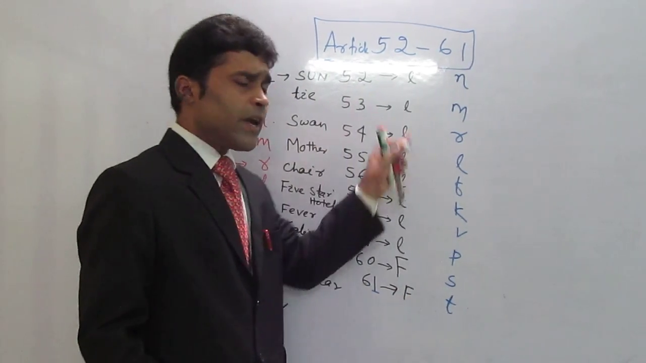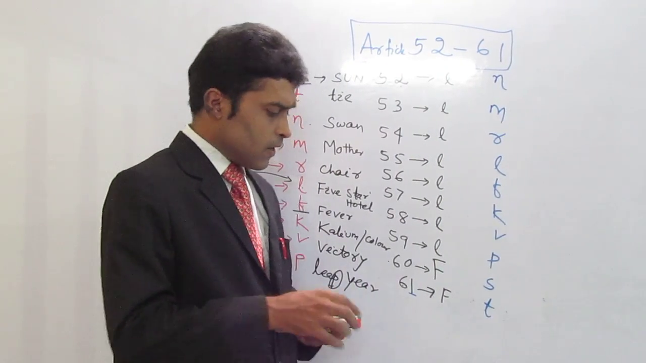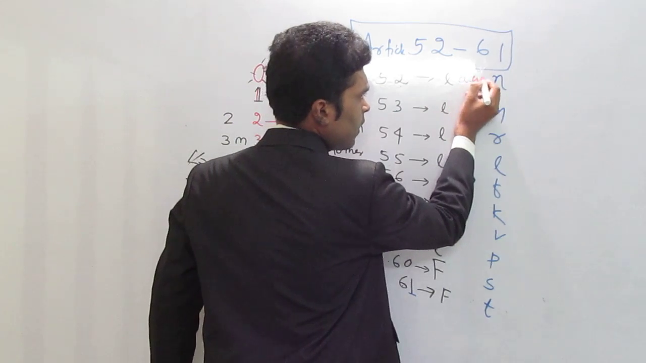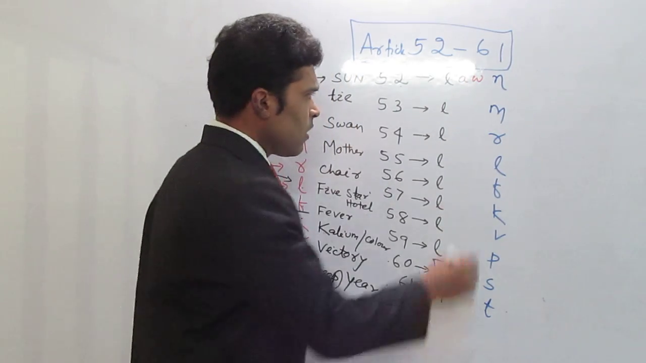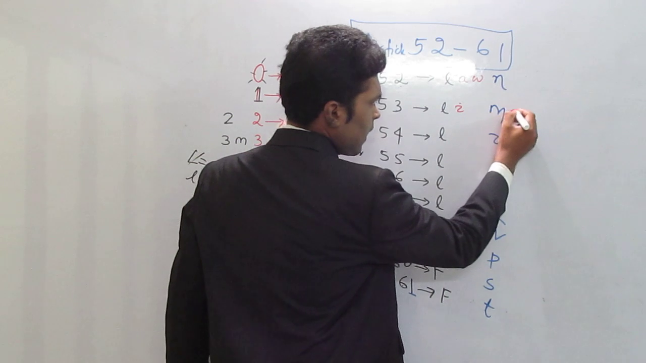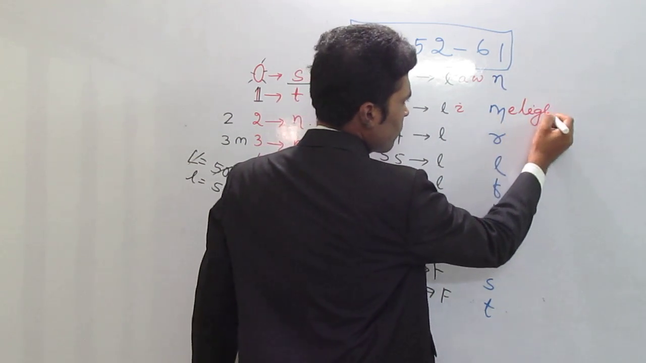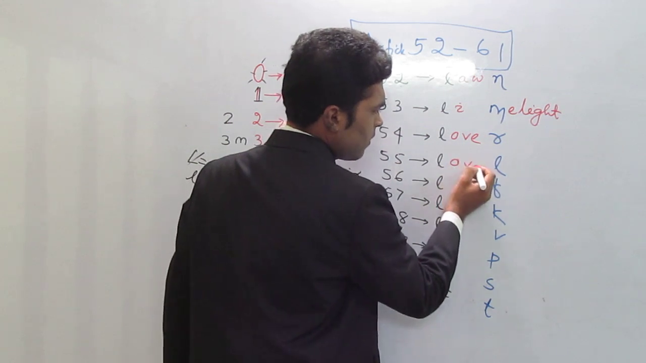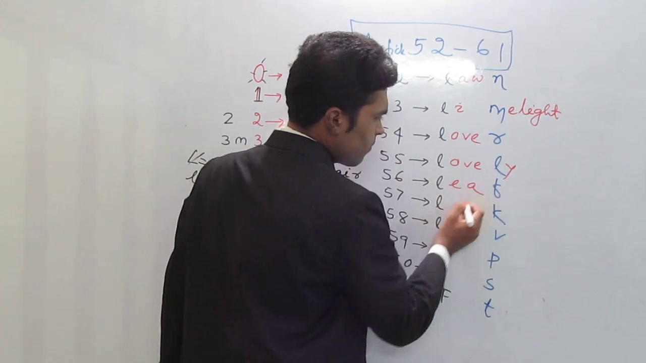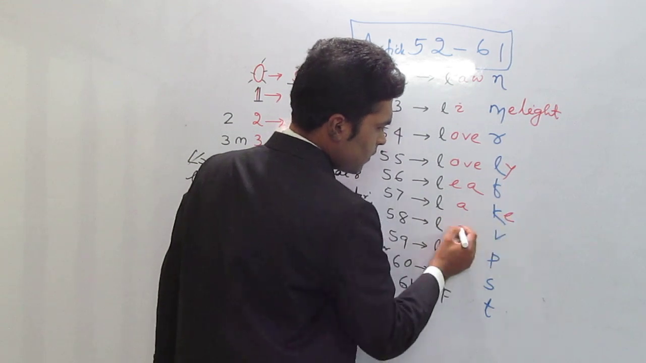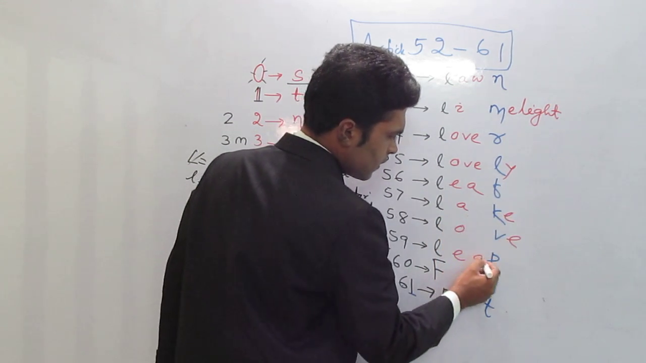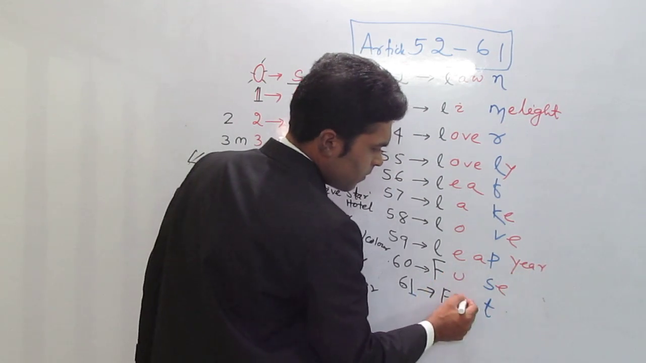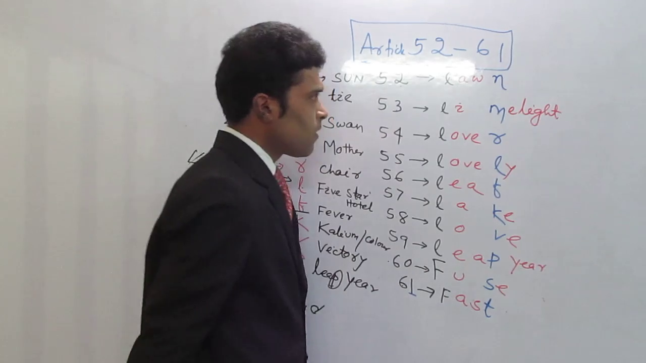And I will make it a word. You just see, if I see LN, I can put in A and W and make it a word, long. And if I make it a word, then limelight can be written here. And for this, lover, for this, lovely, for this, leaf, for this, lake, for this, love, for this, I can say leap year also. For this, fuse, and for this is first.